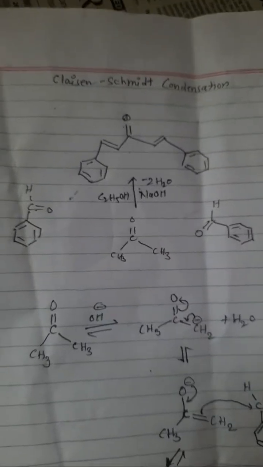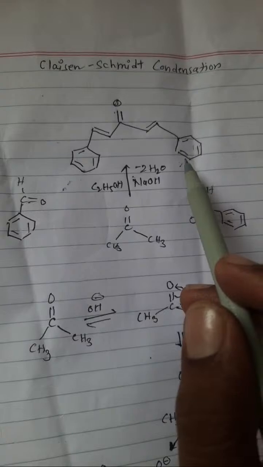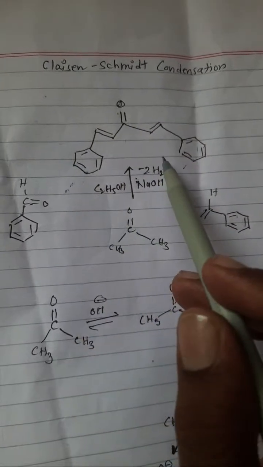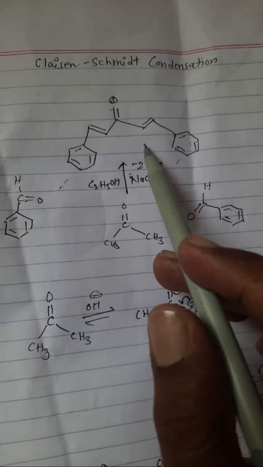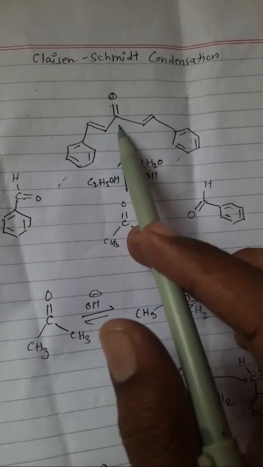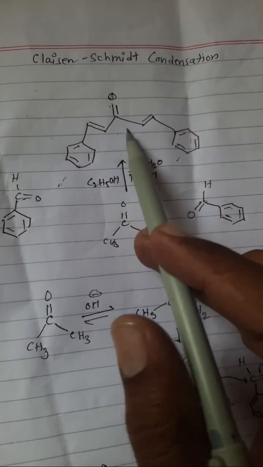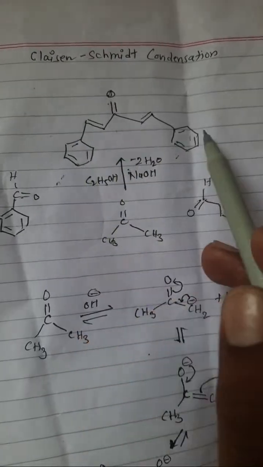To remember this reaction, you can keep this structure in front of your eye. You have to imagine this structure. Now this is a characteristic structure, so you can imagine the middle C double bond O, and then two double bonds, and this side phenyl part.